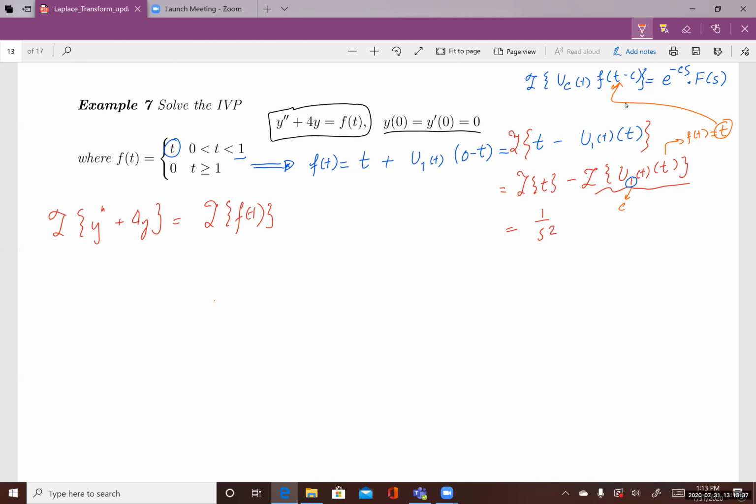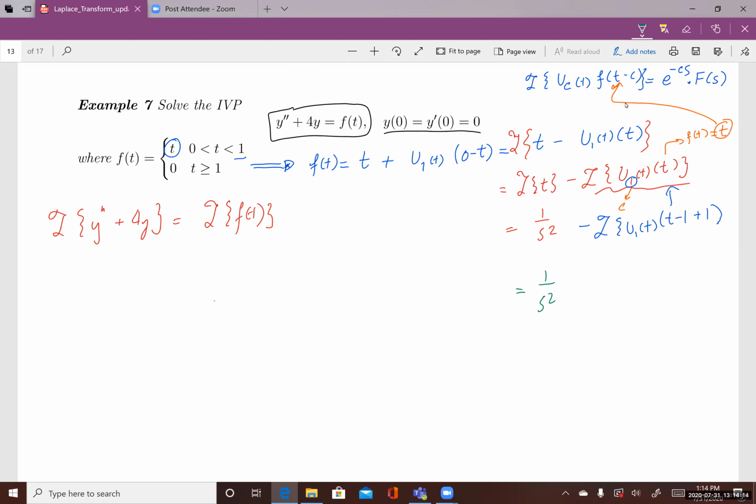All right, the next step is we translate this u_1(t) times t into u_1(t) times t minus 1. At this point, we have the correct form, t minus 1, and the unit step is 1. But then we need to add 1 in order to preserve the equivalency, right? t minus 1 plus 1 is just t, which is the original function.